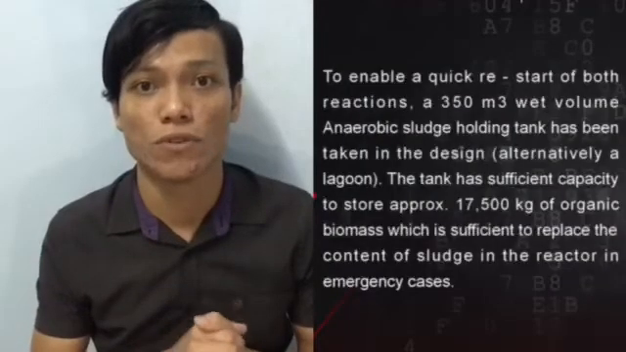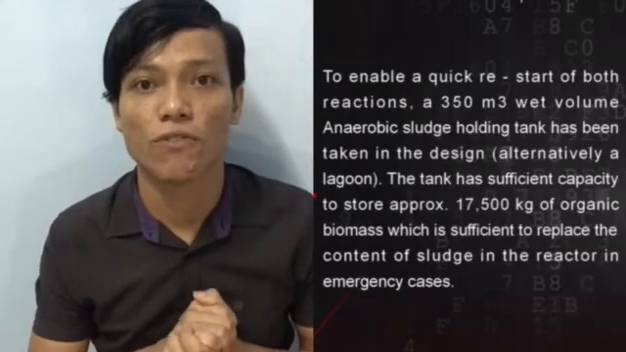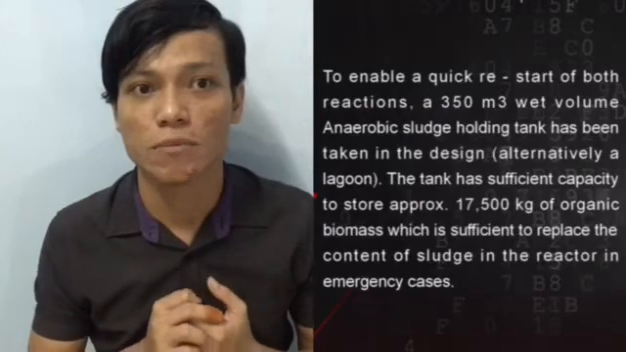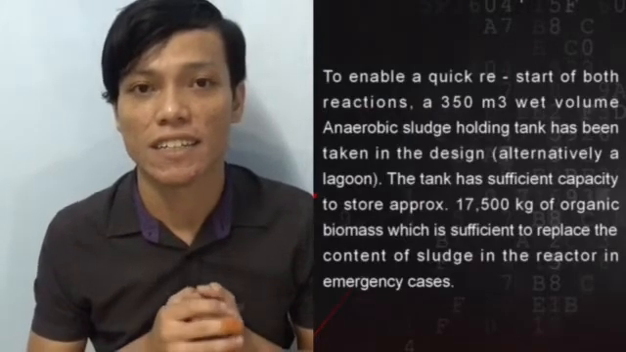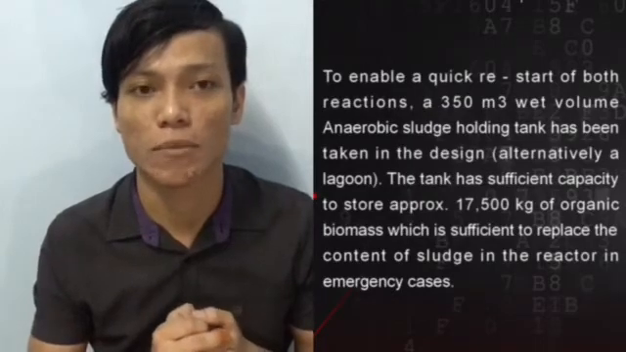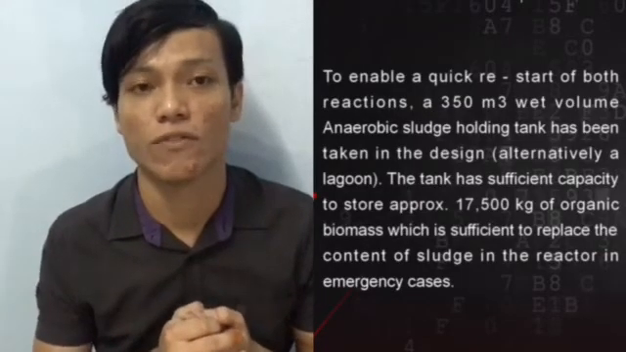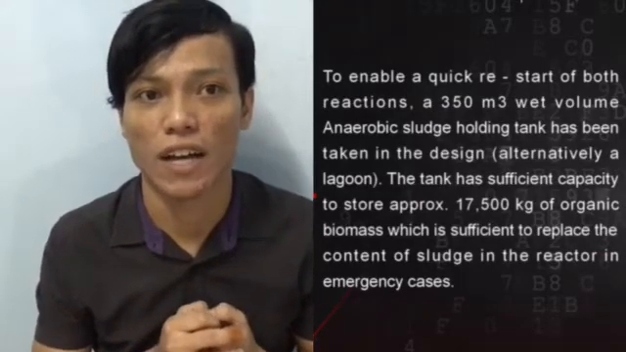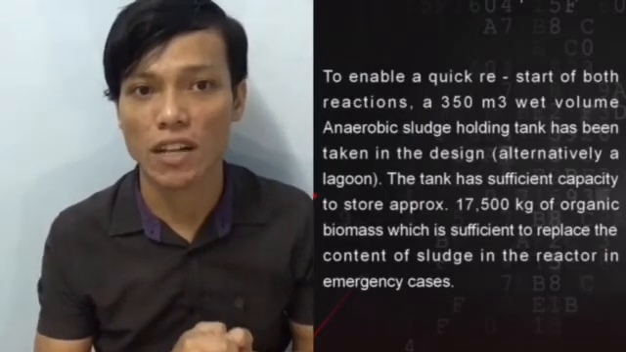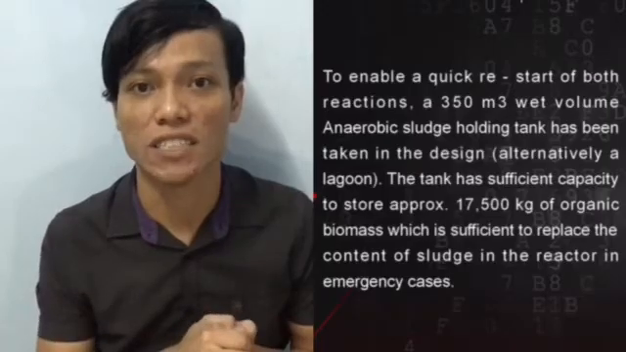Next process is the anaerobic sludge holding tank. To enable a quick restart of both reactors, a 350 cubic meter wet volume anaerobic sludge holding tank has been included in the design. The tank has sufficient capacity to store approximately 17,500 kg of organic biomass, which is sufficient to replace the content of sludge in the reactor in emergency cases.